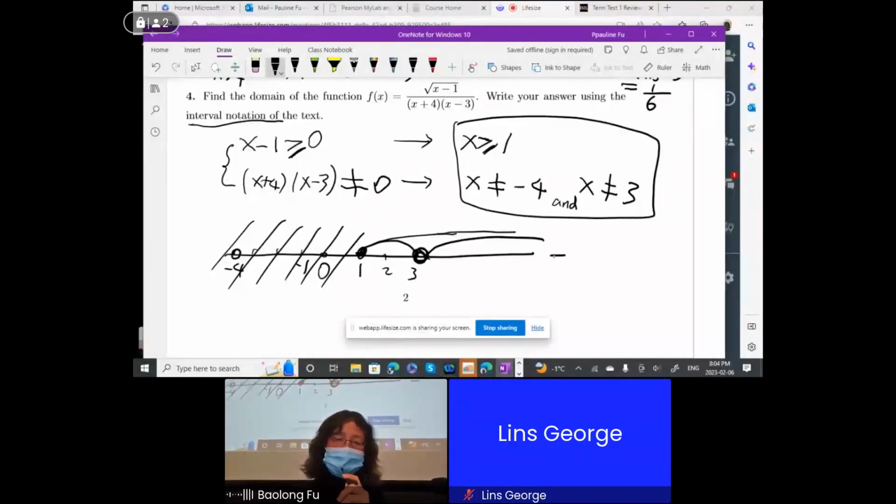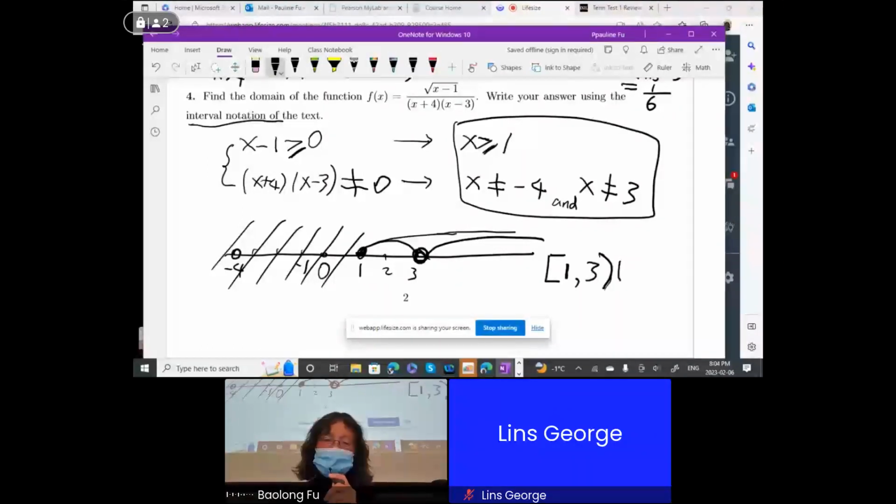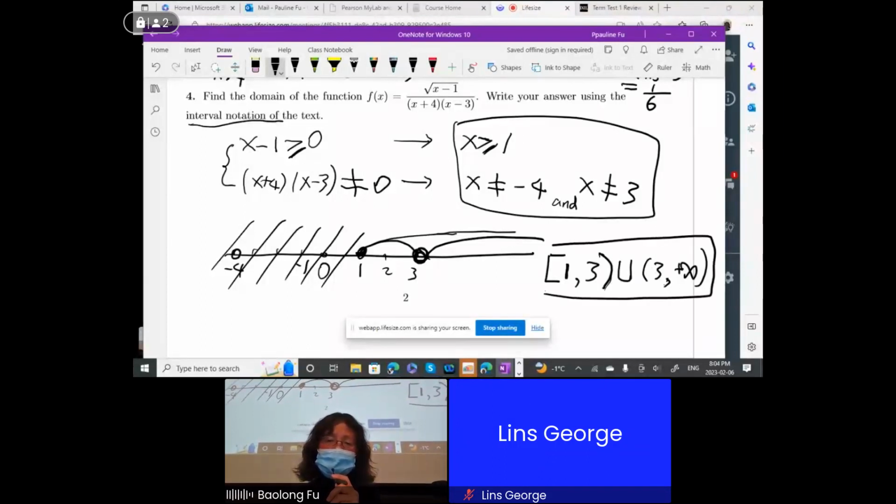So it is actually interval notation. It is 1, 2, 3. I use a square bracket, means x could be equal to 1. I use the round bracket, means x is not equal to 3. And union with 3 to positive infinity. So this is the interval notation. Final answer should be this format.